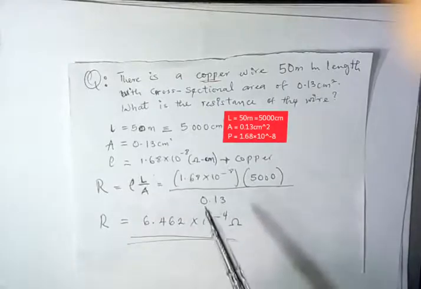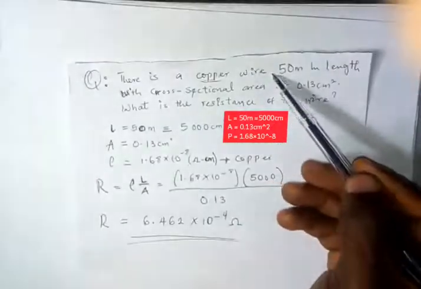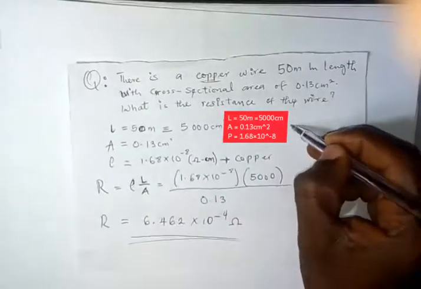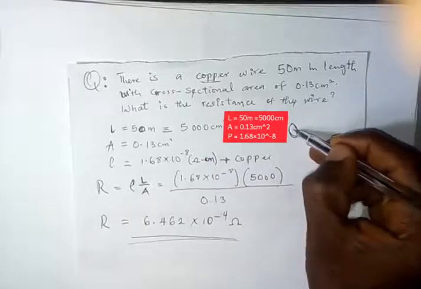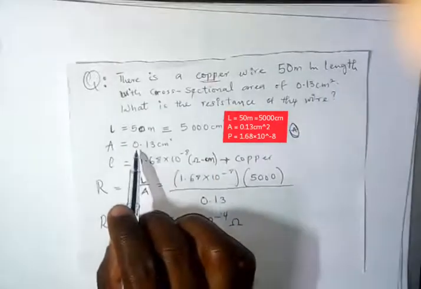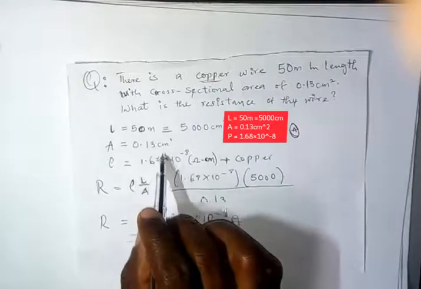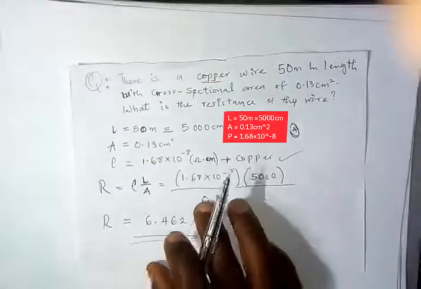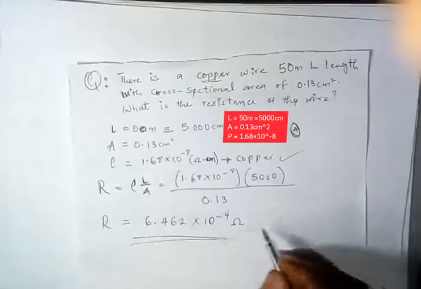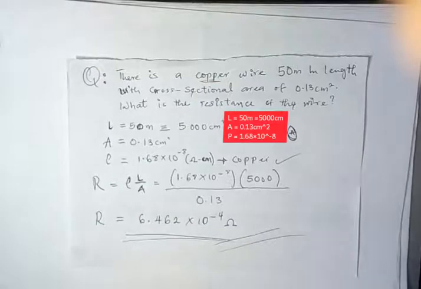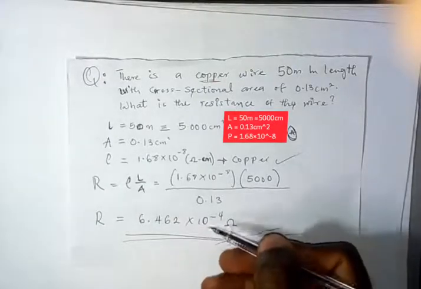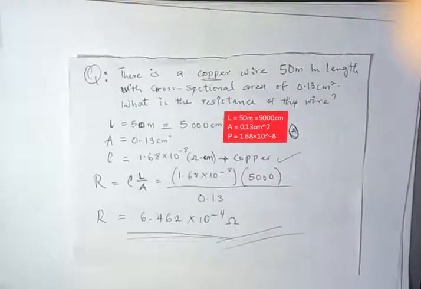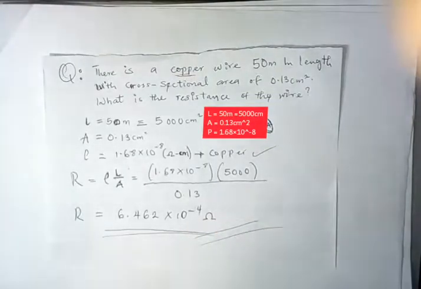Which means if a particular copper wire has a length as long as 50 meters and has an area, which means the wideness of the wire, equal to 0.13 centimeters squared, definitely with the same amount of resistivity, this is what we are going to have as the resistance of the particular wire. This will be the equivalent capacity of the wire to resist the flow of current in the circuit. So that is all about this calculation.